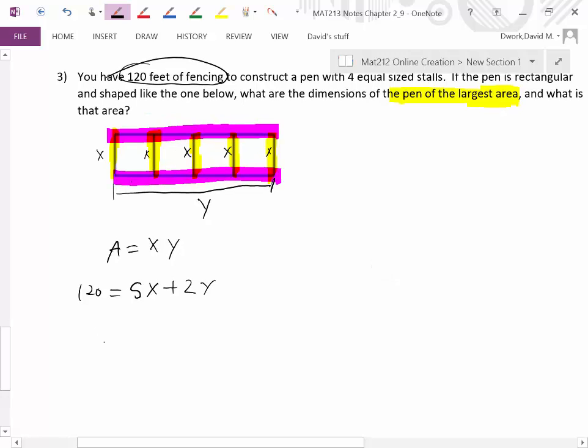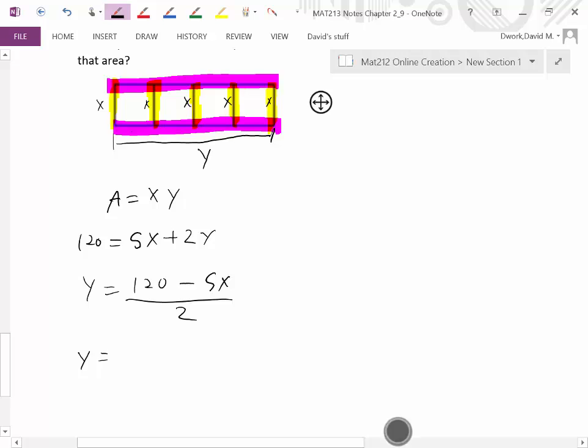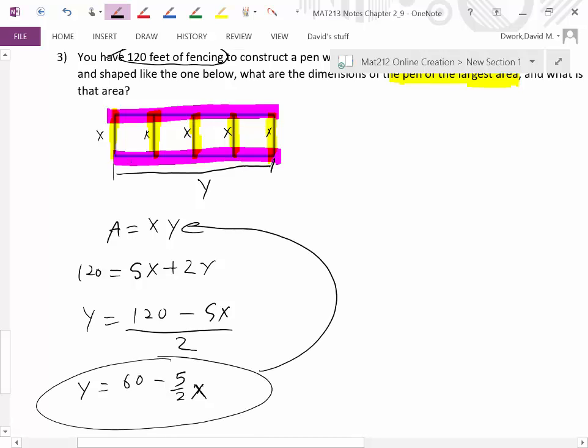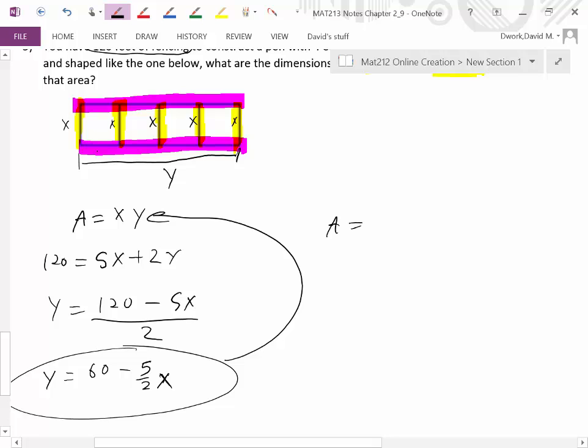So y would be equal to 120 minus 5x, divided by 2. Okay, so there's our equation for y, and if you wanted to, you could always rewrite it as 60 minus 5 halves x, whatever you prefer. But the idea now is we're going to take this equation and sub it into the thing we're trying to min or max. Everywhere I have a y, I can replace that with 60 minus 5 halves x.